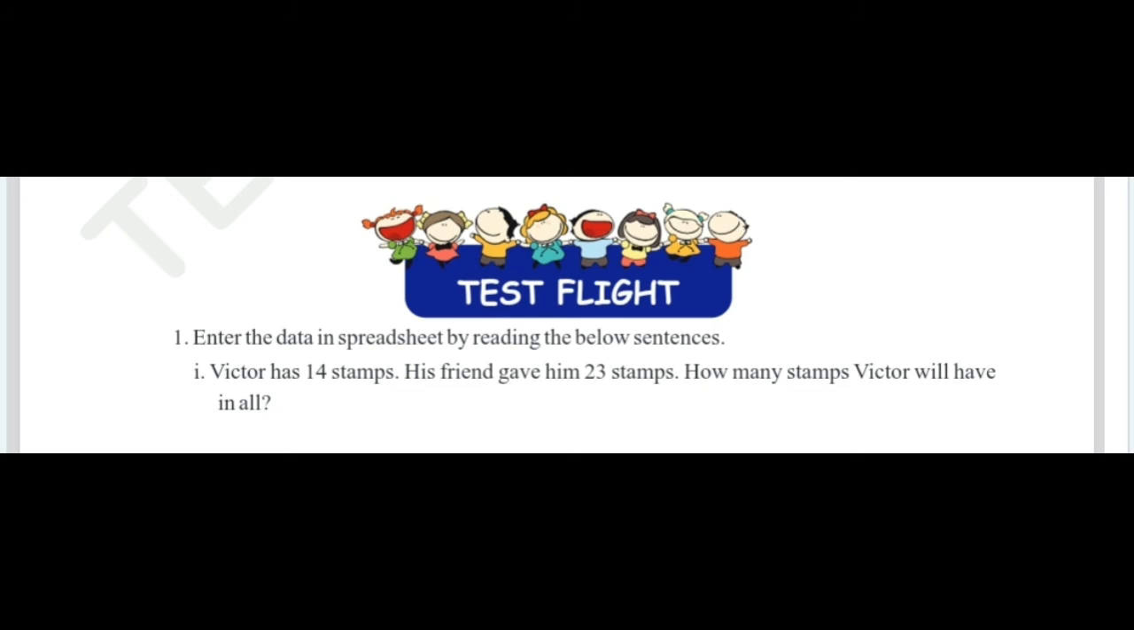Here they have given two tasks. First one, enter the data in a spreadsheet by reading the sentences below. Victor has 14 stamps. His friend gave him 23 stamps. How many stamps will Victor have in all? Understand the question: he has 14 stamps, his friend gave him 23, so totally he has 14 plus 23, which is 37. Victor has 37 stamps in his hand.